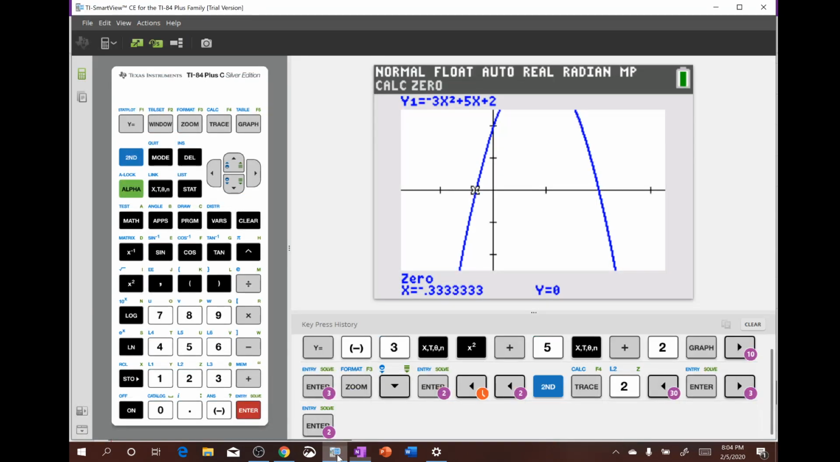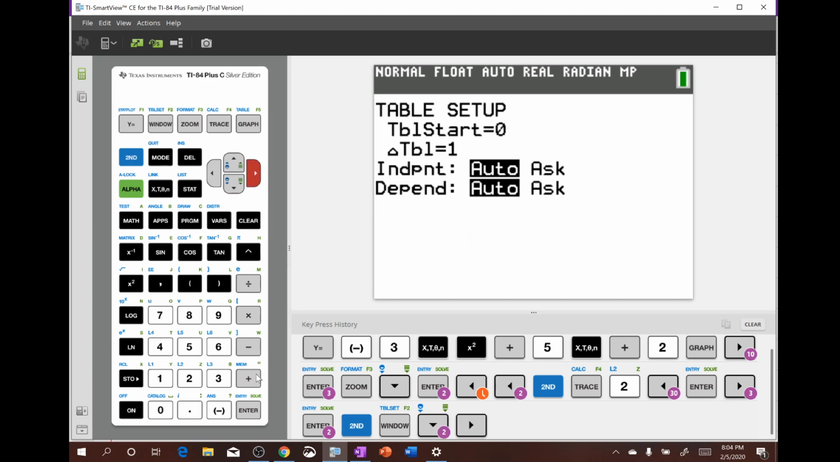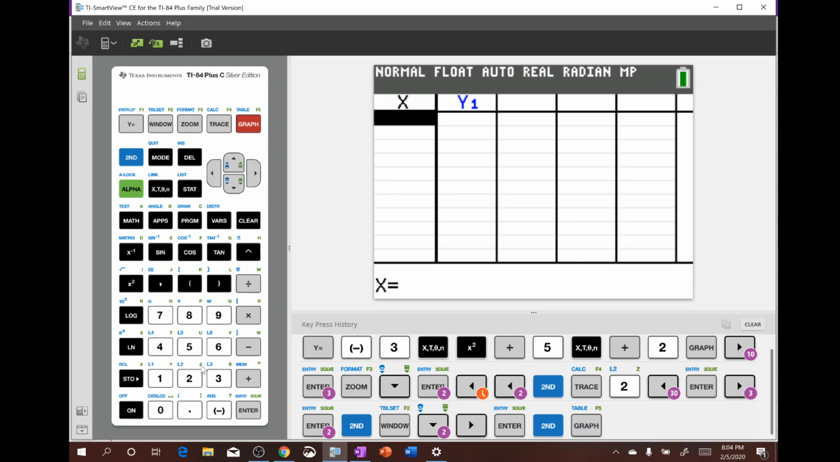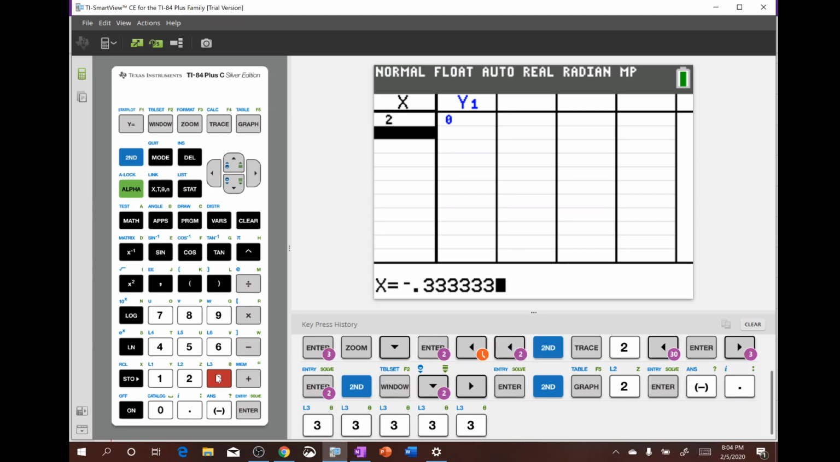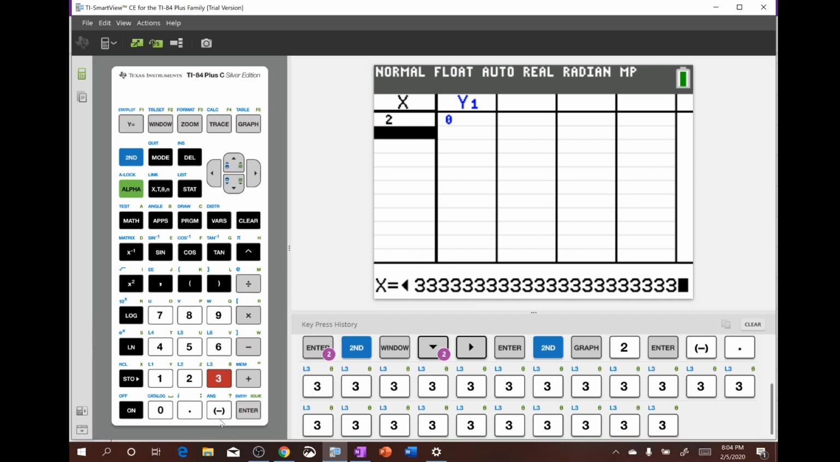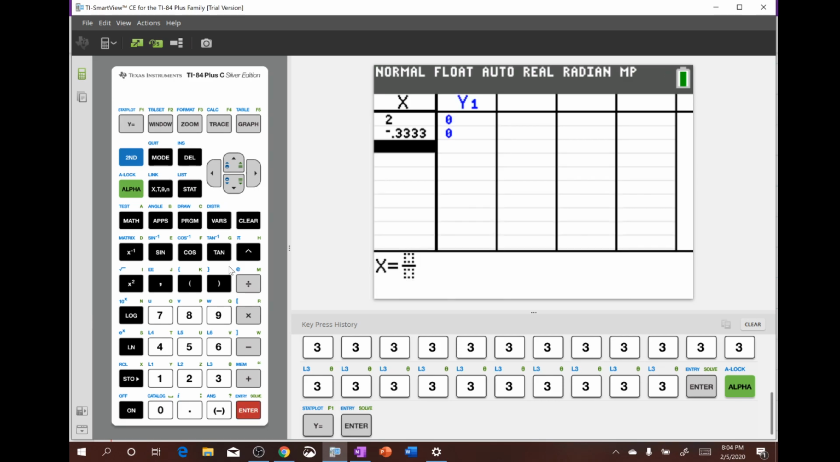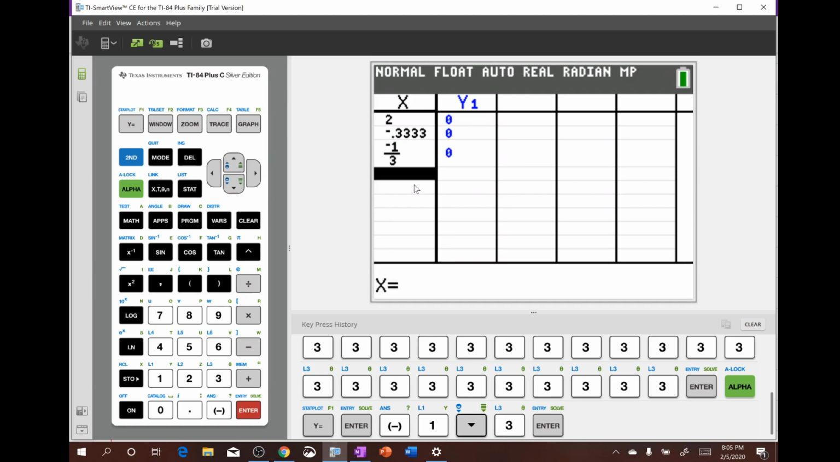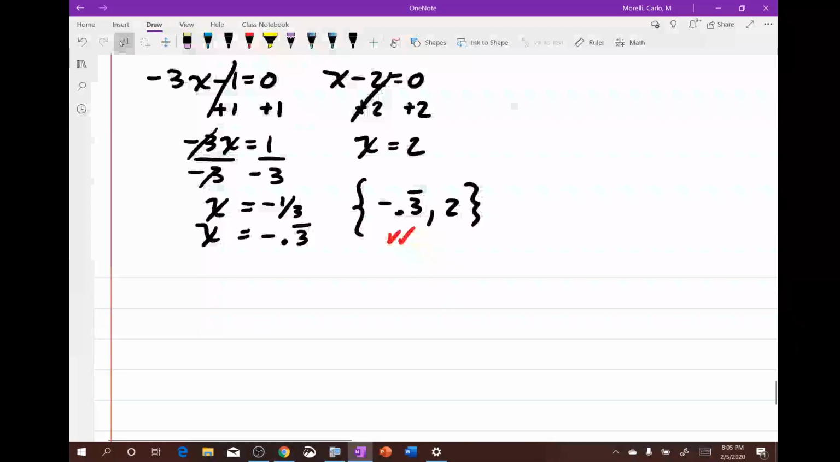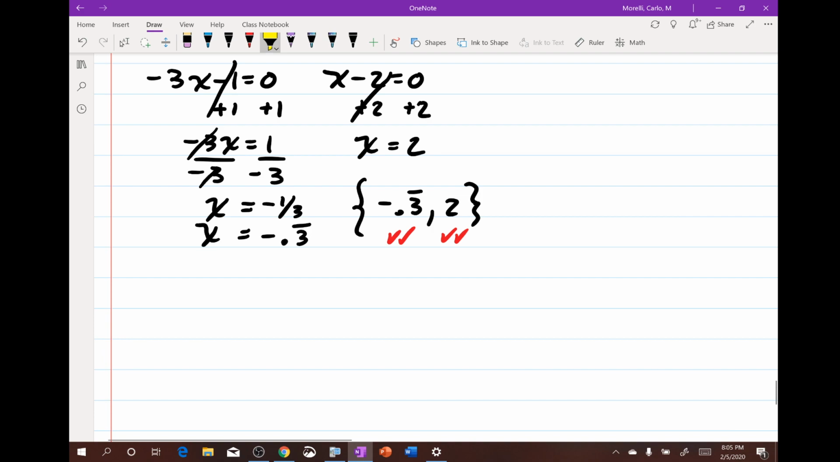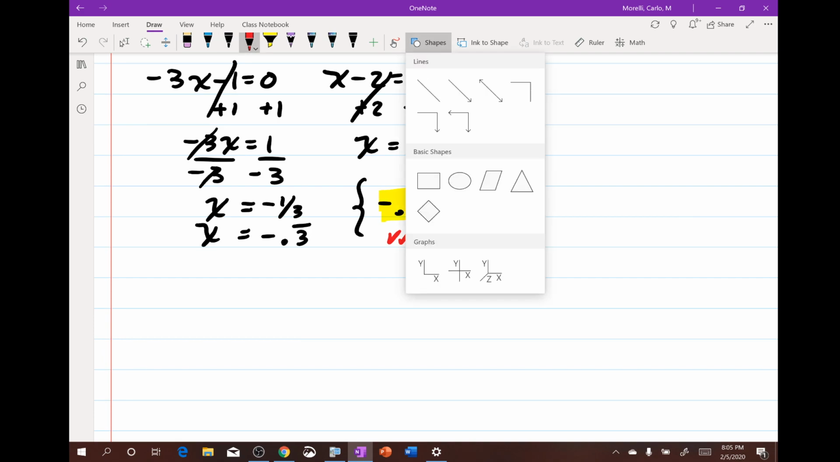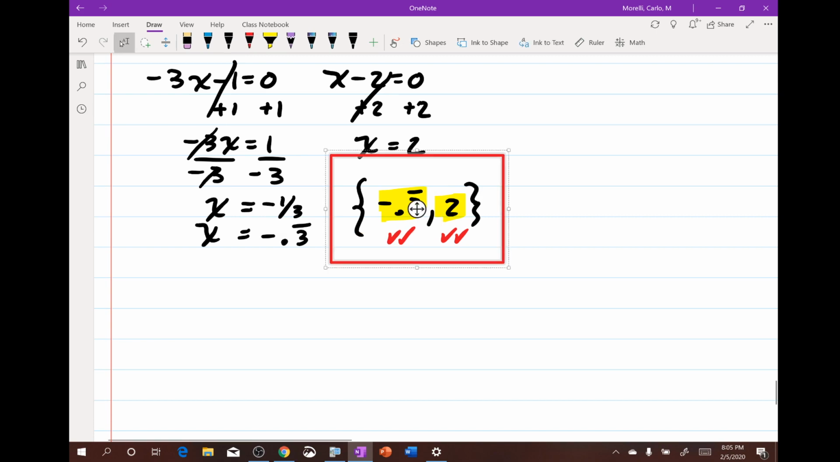Then we'll check the other one using the other method I taught you, which is second window, change independent from auto to ask, and then hit second graph and just type in what you think the answer is. You could also type in negative 0.33333 like this, and it should give us something close to 0. You could also have hit alpha y equals enter and put in negative 1/3, and that would give you 0 as well. So many different ways to check the answer there. Okay, so these are both correct. We are ready to certify that. You know what we haven't been doing all night is putting a red box around a correct answer. So I'll start that now.